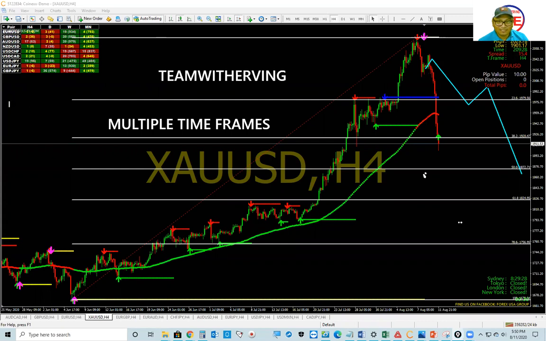I said on Saturday, okay, guys, the market is not fully ready yet. We're still gonna see one or two more candles here. Then we're gonna see a sell position retesting or breaking the 23.6 Fibonacci line. Why did I say that?